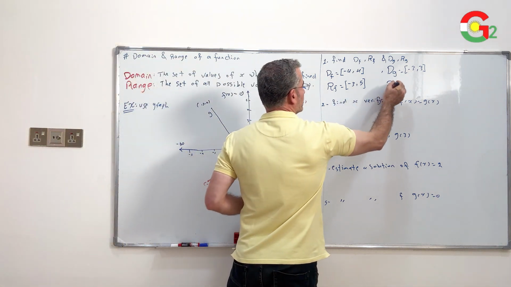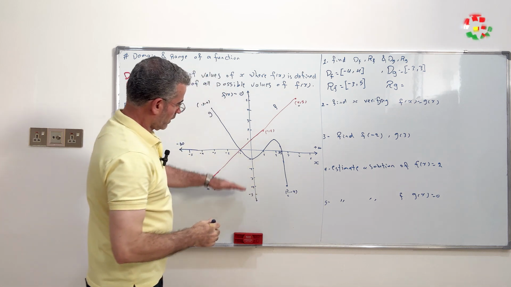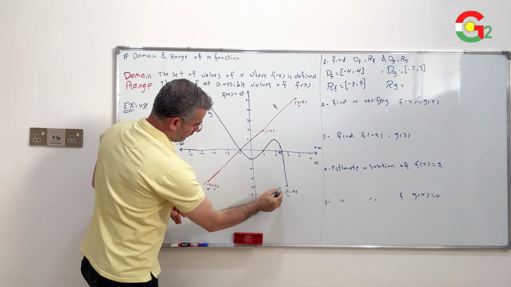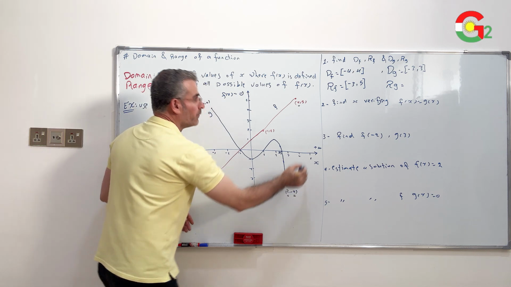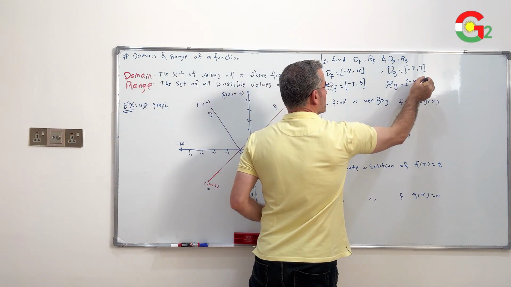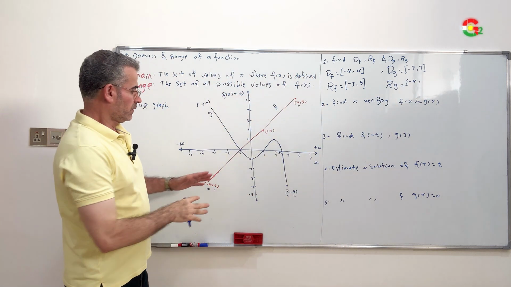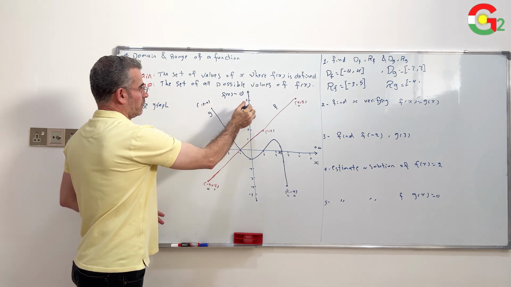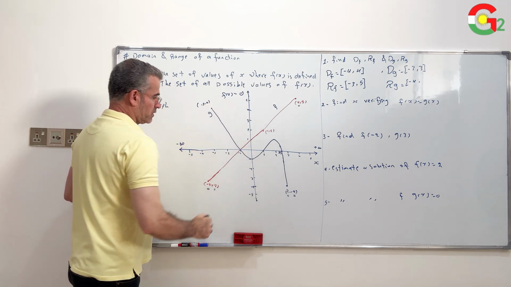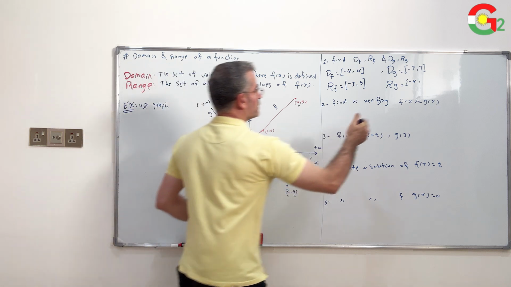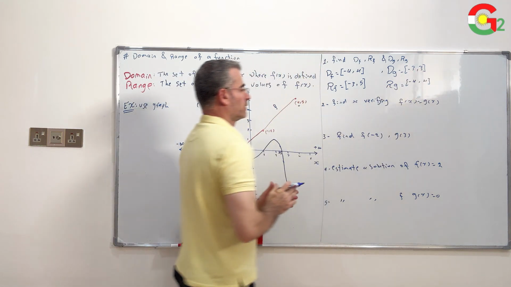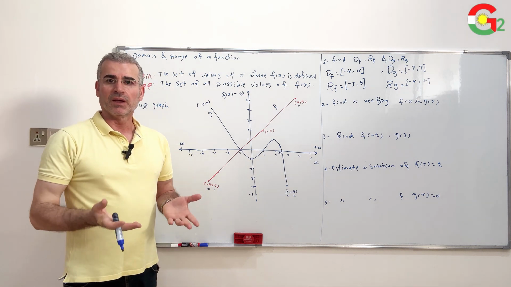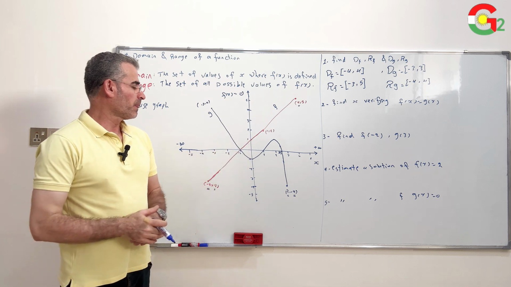The range of g, according to the y-axis, starts from -4. -4 is on the graph, up to 4. From this part to this part, all of this part is the range of the function, a closed interval. That is how we find the domain and range for any function graphically.